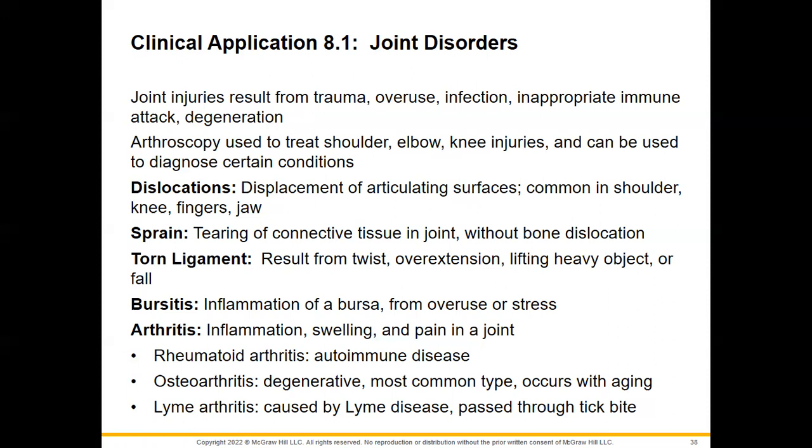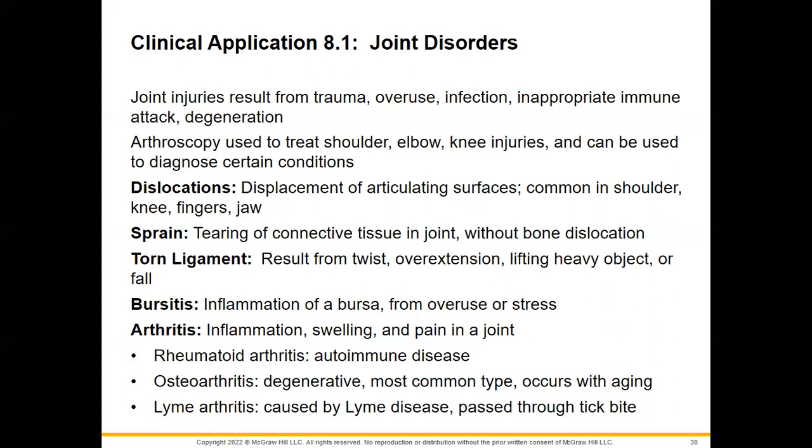Arthroscopy is a way that shoulder issues are treated. So they take a little scope and they go into the joint. Remember, arthro refers to the joints. Scopy is the process by which they can look into somebody's body part with a mini camera. So arthroscopy is that technique that they use to treat the shoulder, treat the elbow, treat knee injuries. It can also be used to diagnose certain conditions because they can go in with a small camera and actually look at those structures.